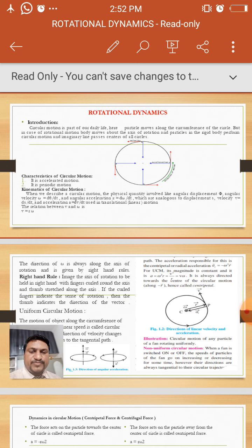Non-uniform circular motion: when the particle performs circular motion with variable linear speed, that is called non-uniform. That means the motion of an object along the circumference of a circle with variable linear speed is called non-uniform circular motion. Variable linear speed can be discussed by considering one example. When the fan is switched on or off, the speed of the fan goes on increasing or decreasing.